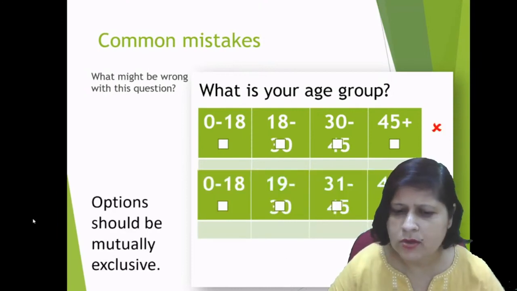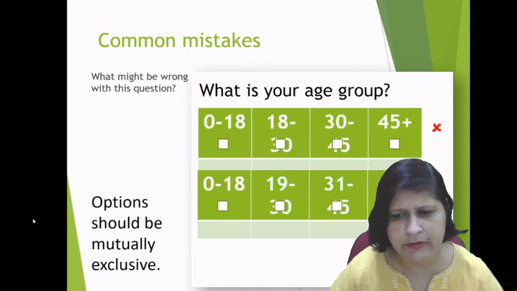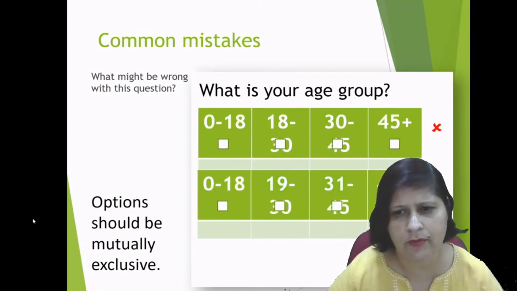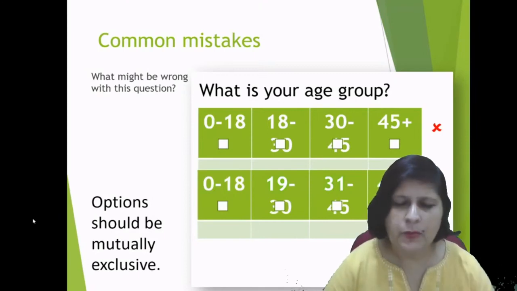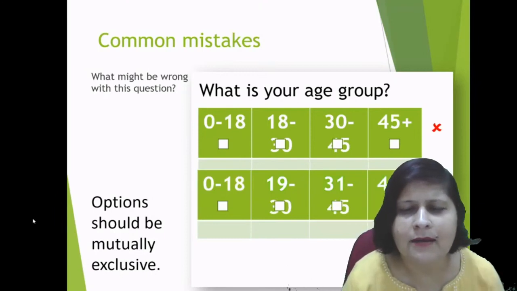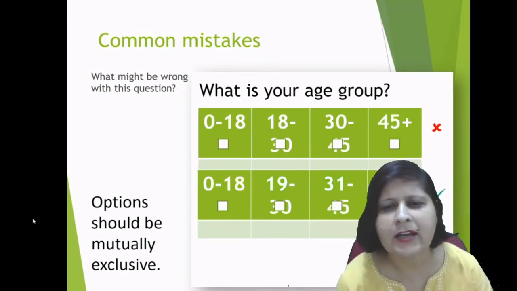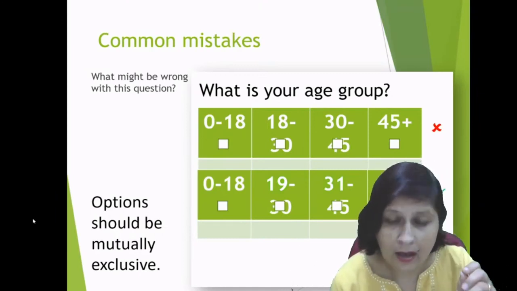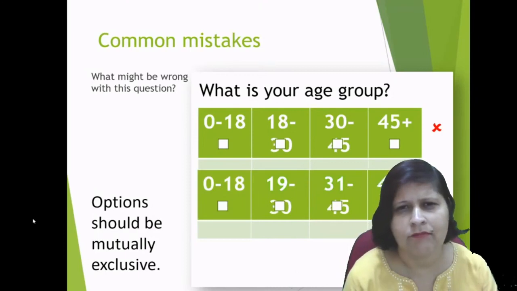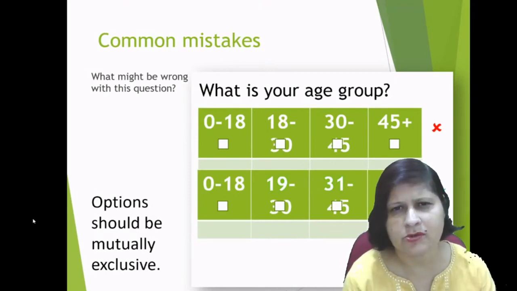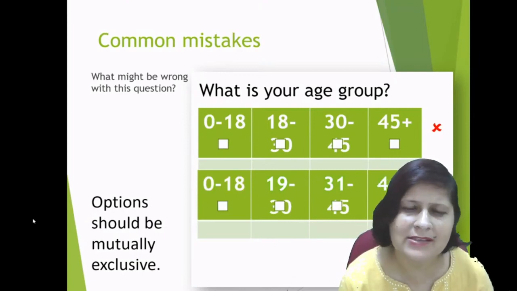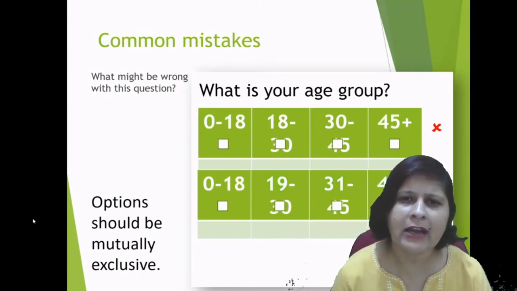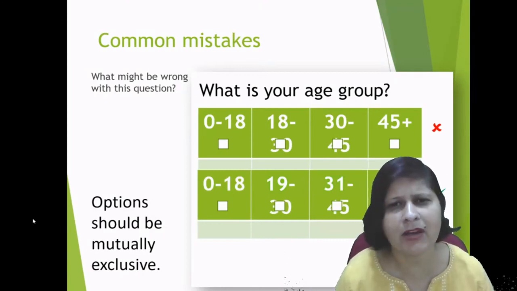Right? 0 to 18. So it should be 19 to 30, 31 to 45 or 46 plus. This is the right way to ask. It should be mutually exclusive so that there should be no confusion. Suppose someone is 18 years and 1 month, then he could select 18 to 30. Or if someone is say from actually 19, then you will not get the correct type of response. 0 to 18 means 0 to 18. If you are less than 19, then you fall in the category of 0 to 18. If you are 19 or more than 19, then you fall in the second category. It should be very clear.